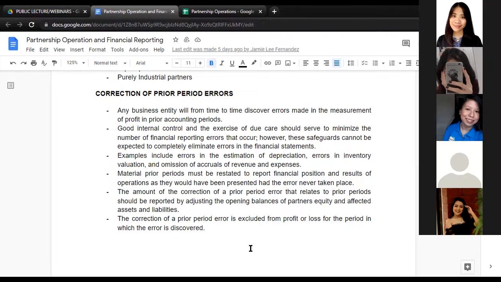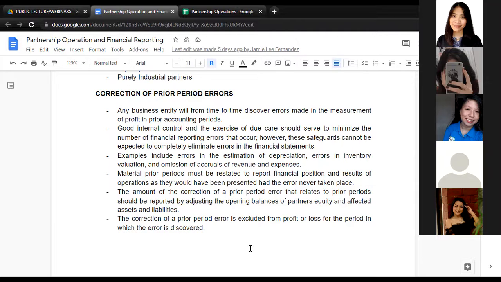Material prior period errors must be restated to report financial position and result of operations as they would have been presented had the error never taken place. An entity shall correct material prior period errors retrospectively in the first set of financial statements completed after their discovery by restating the comparative amount for the prior period presented in which the error occurred, or if the error occurred before the earliest prior period presented, restating opening balances of assets, liabilities, and equity for the earliest prior period presented.